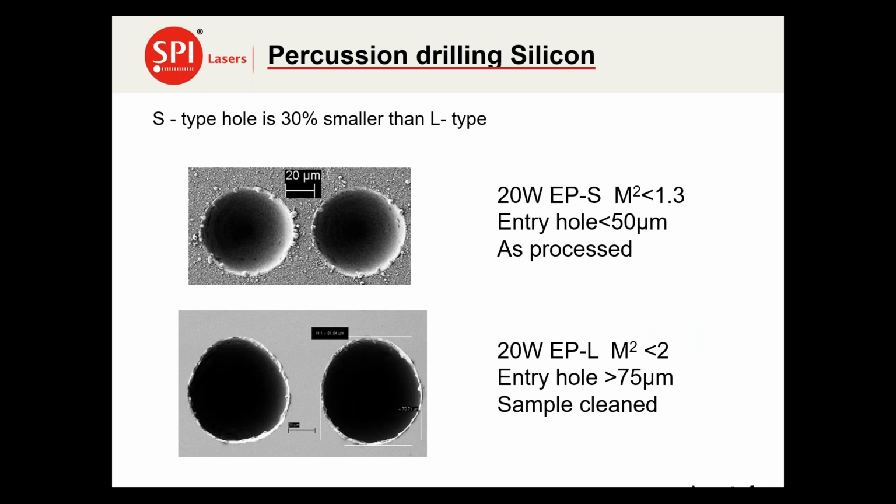Looking again at a different material, this is now silicon, again using the same type of example. The difference between an M squared of 1.3 and an M squared of 2 is roughly about 30% in terms of the spot and the hole size that you can achieve. And what's interesting in this top image is that it's as processed, uncleaned, so you can just see a little bit of spatter. However, if we put that into an ultrasonic bath, all of this material does come off and you can get clean holes. And here's an example where the sample has been cleaned. This was done with an EPL, so it's an M squared of 2, where the entry hole is slightly larger.